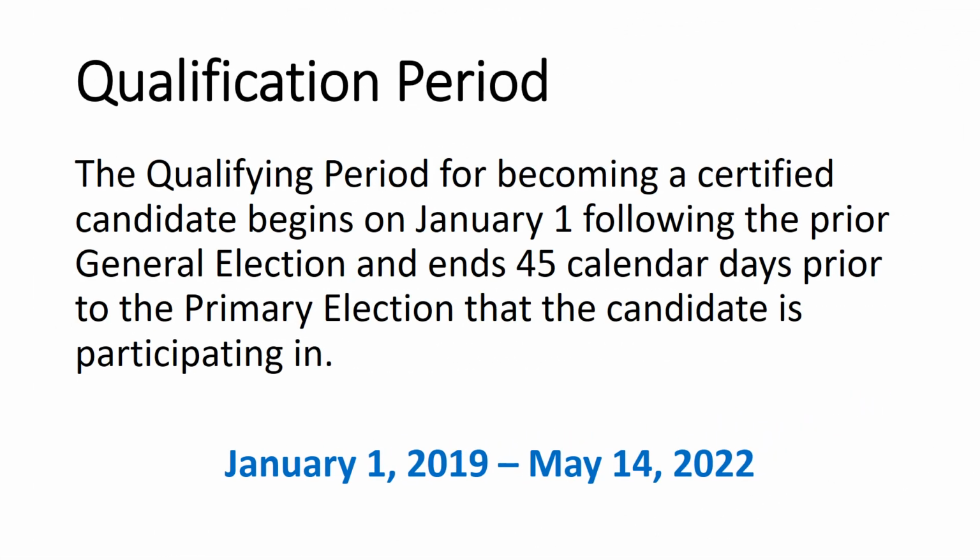The qualifying period for becoming a certified candidate begins on January 1 following the prior general election and ends 45 calendar days prior to the primary election that the candidate is participating in. For the 2022 election, the qualifying period will run from January 1, 2019 through May 14, 2022.